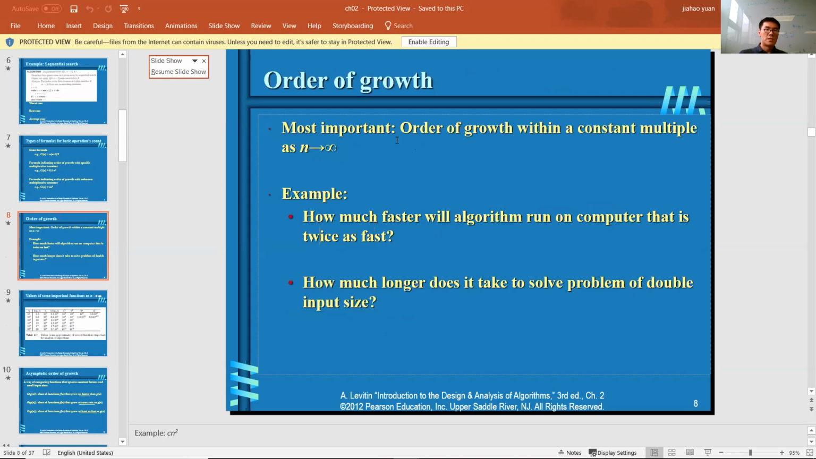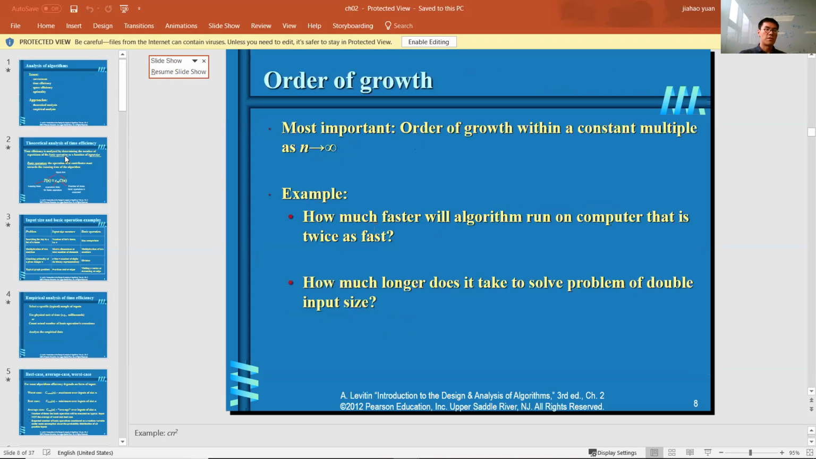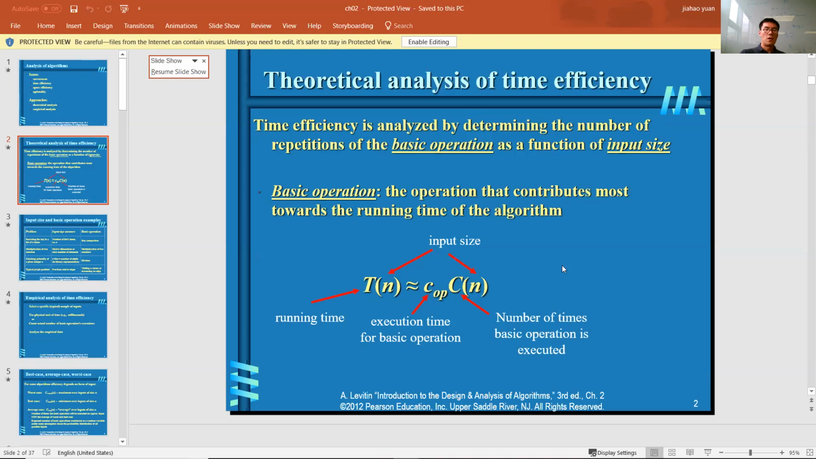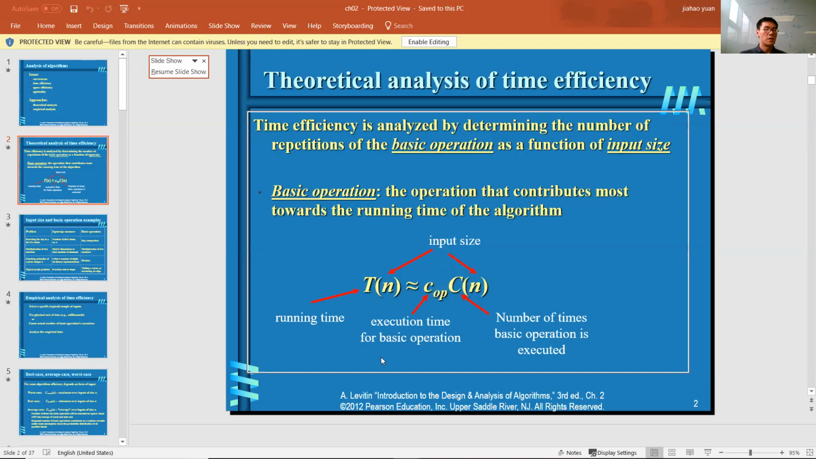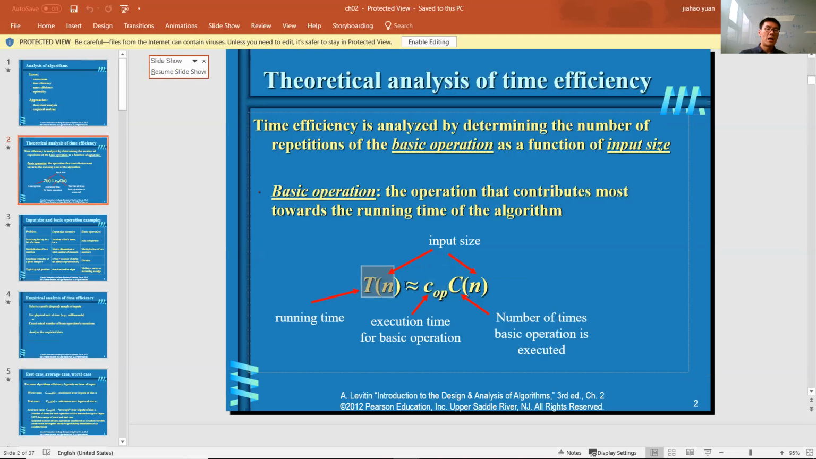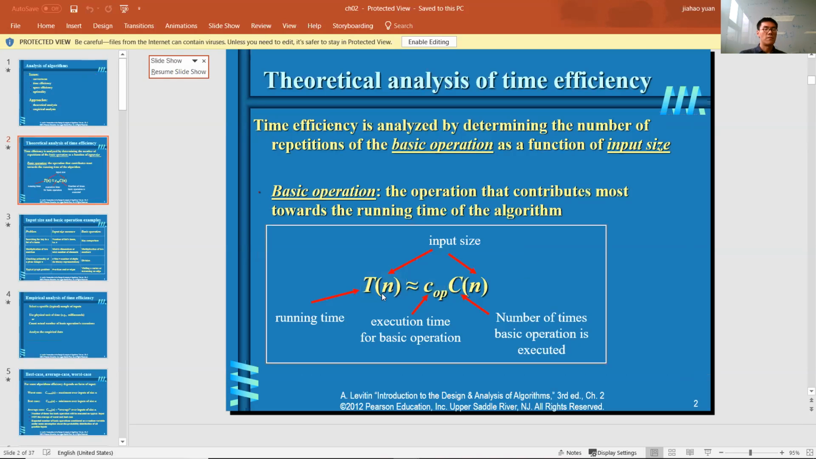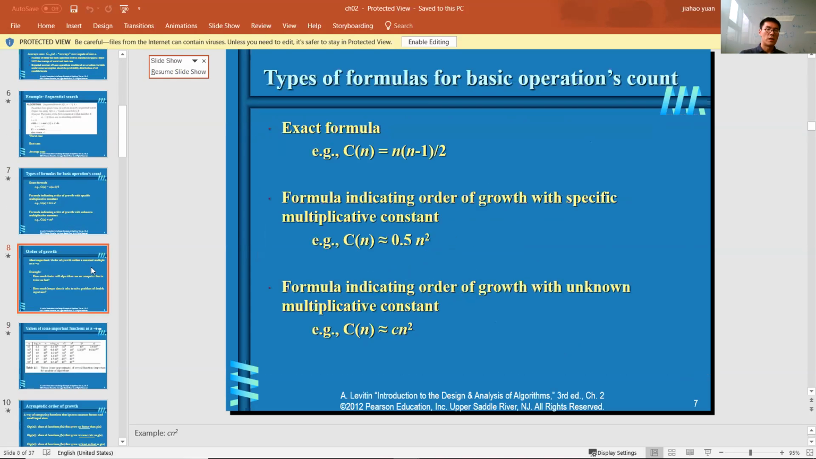If a computer runs twice as fast, remember from the equation, the C-op would be taking half the time, as I said before, right? Which means the whole running time will be half. It's good, but we will see why it's not good enough.